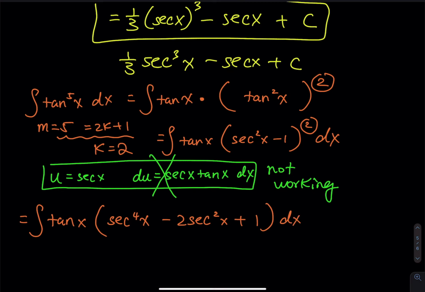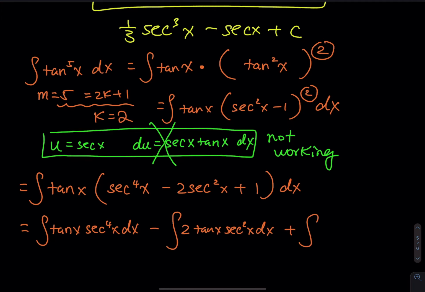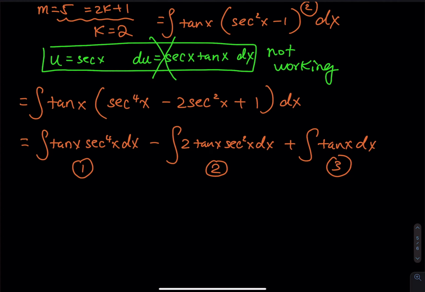All right, and then it looks like we can distribute the tangent and then break that into 3 different integrals. So we can do integral tangent x times secant to the fourth x dx minus integral 2 times tangent x secant square x dx, and then plus the integral of tangent x dx. So we just break it down into 3 different integrals. So let's handle this one by one. So let's handle the first one.